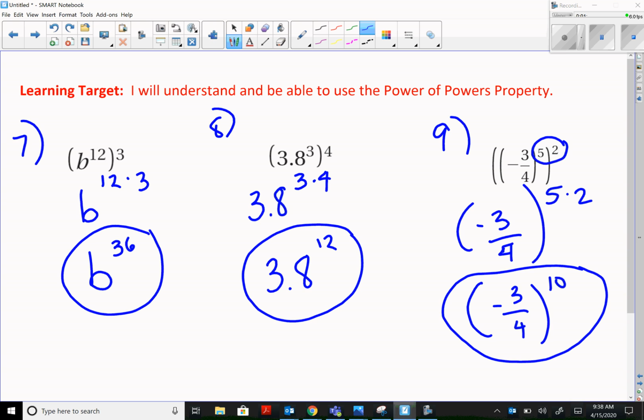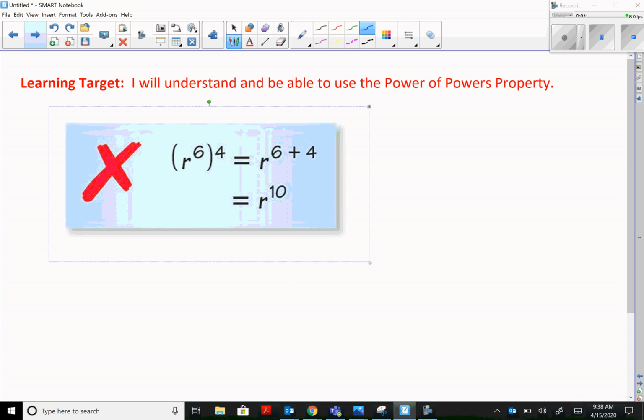This last one is not on your paper, but I want you to just look at it with me for just a moment. You don't have to write it down, but I want us to figure out where the error is in this expression that the person in Big Ideas solved incorrectly. So if you look at it, it is r to the 6th power, and then on the outside of the parentheses, we have that exponent of 4.